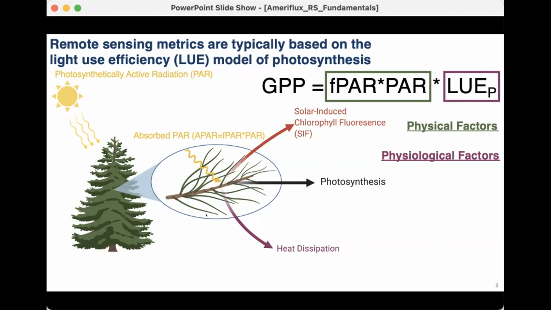The final pathway for this light is that it can be re-emitted as solar-induced fluorescence, which in fact tells you both about the physical and the physiological factors. But I'll explain a little bit more about that in a bit.